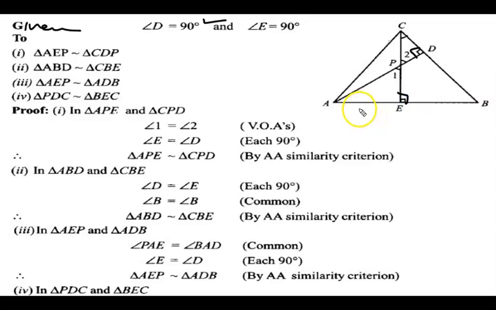So we have to prove that AEP, this is AEP here, is similar to CDP. So these two triangles you have to prove similar. Now for this purpose, we'll prove that all the three angles are the same or similar.